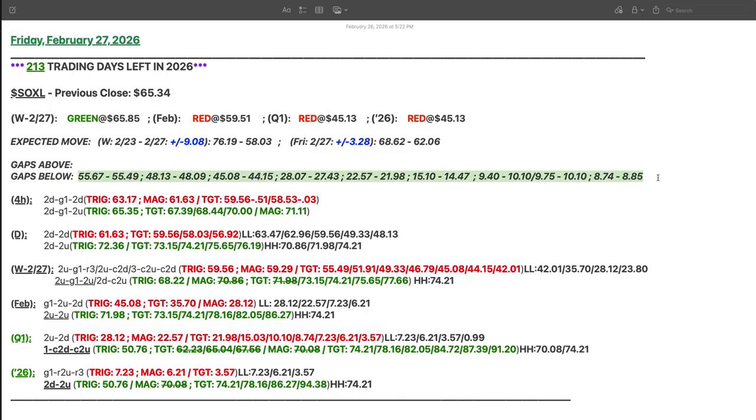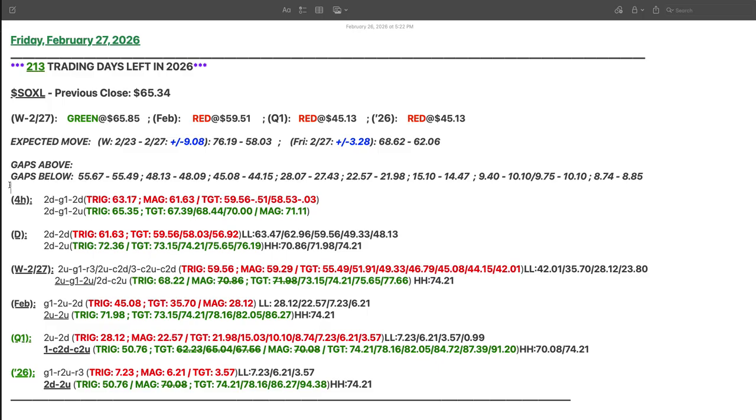But we do have these other gaps to the downside, so we always like to keep those in our notes, keep those handy. And we talked about from a scalping perspective, especially very early on in the day, we want to look for higher lows at or above opening print to get into calls, or lower highs at or below opening print to get into puts.